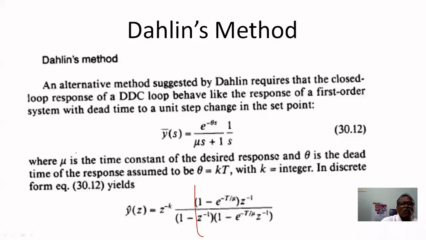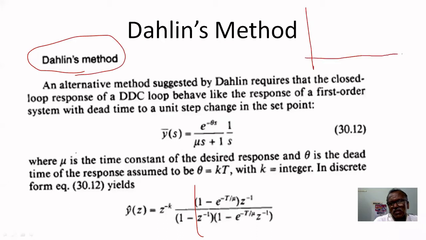Anyhow, the drawback with the deadbeat algorithm is that we get large oscillations and overshoots, which can be solved in Dahlin's method. In Dahlin's method, the assumption we made is that the response is like a reaction curve, a response without any oscillation. We assume that this response has a dead time.